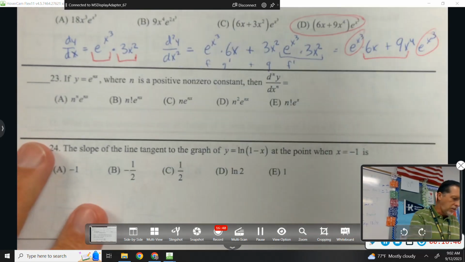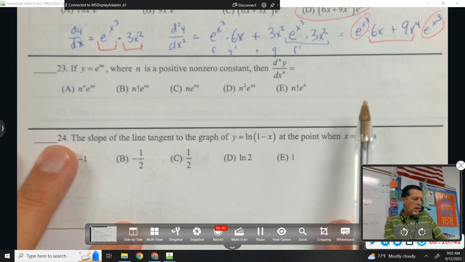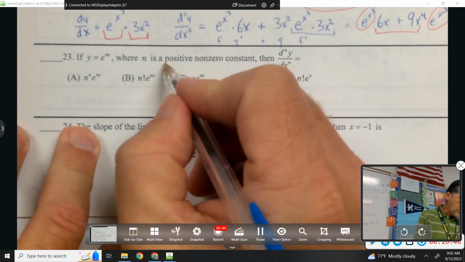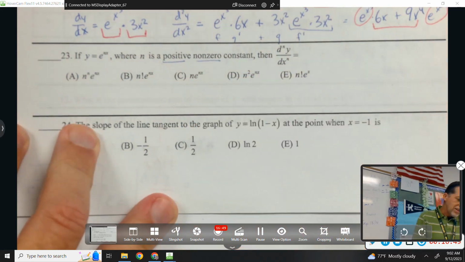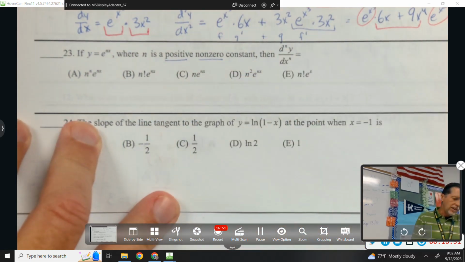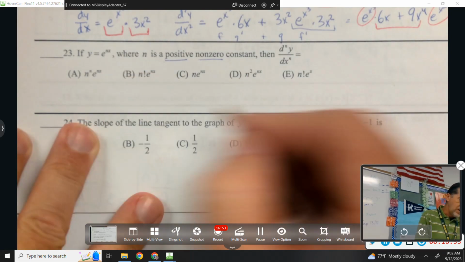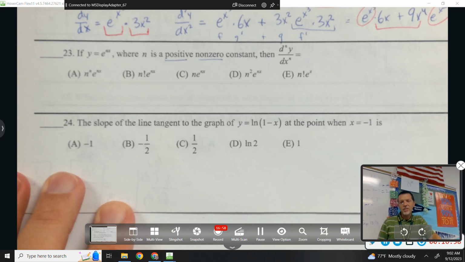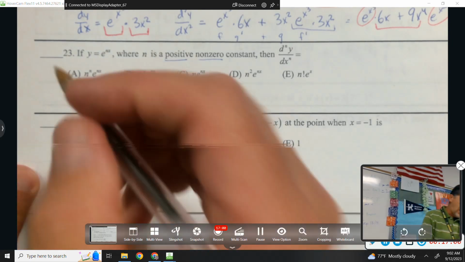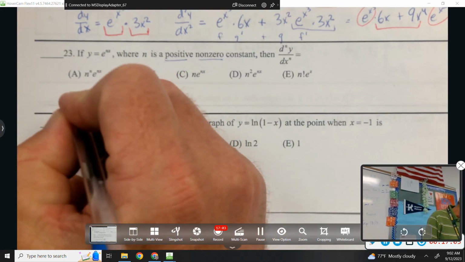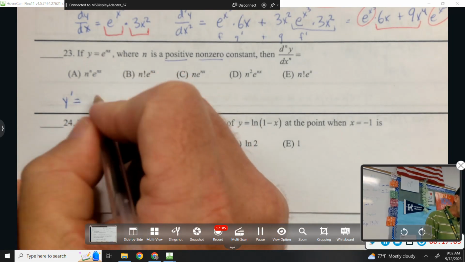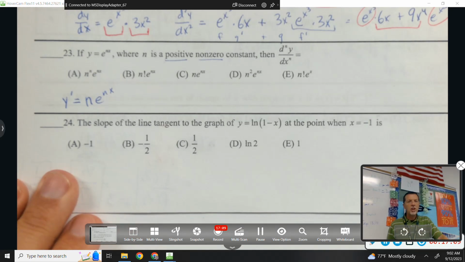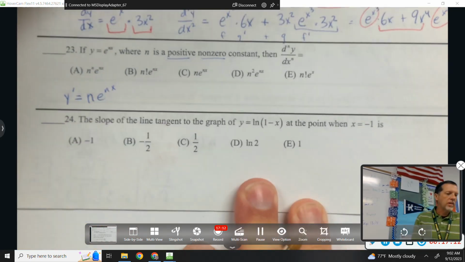Last one, 23. y equals e to the nx, where n is a positive non-zero constant. Then the nth derivative is, okay, I don't know what this is, but let's find a first derivative and a second derivative and maybe a third derivative. And see if the pattern shows up here. So first derivative would be e to the nx times n. Chain rule, that n drops down.